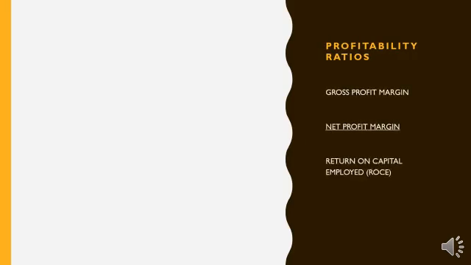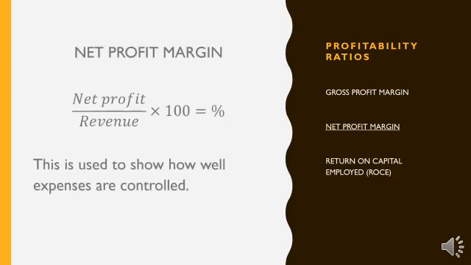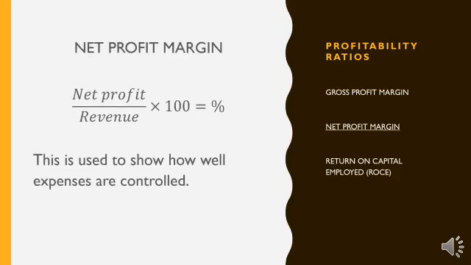The second one is the net profit margin. To find the net profit margin, we need to do net profit divided by revenue times 100. This is used to show how well expenses are controlled. There are two ways to improve profit margin. First is to increase revenue more than expenses, and the second one is to reduce expenses while maintaining level of sales.